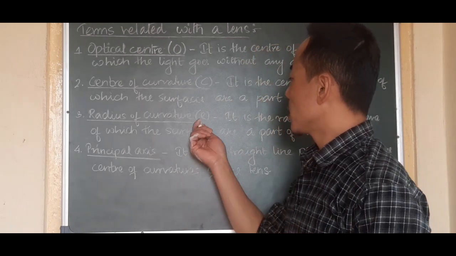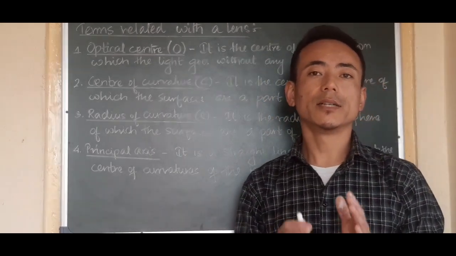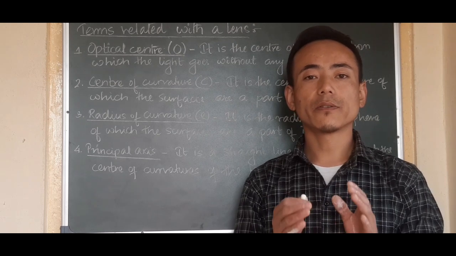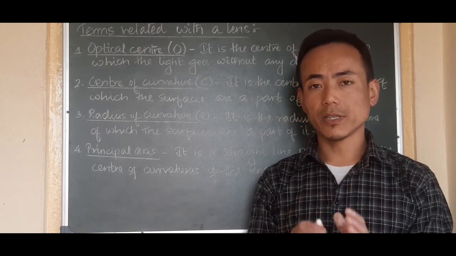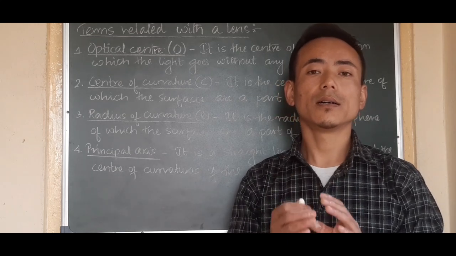The third term that we have is the radius of curvature, which is represented by the letter R. So what is radius of curvature? It is the radius of the sphere of which the two surfaces are a part.